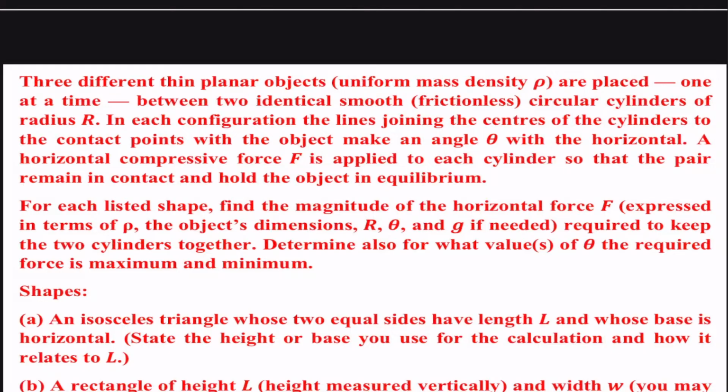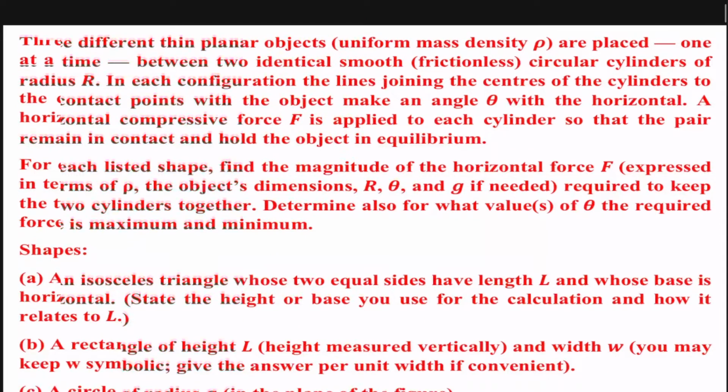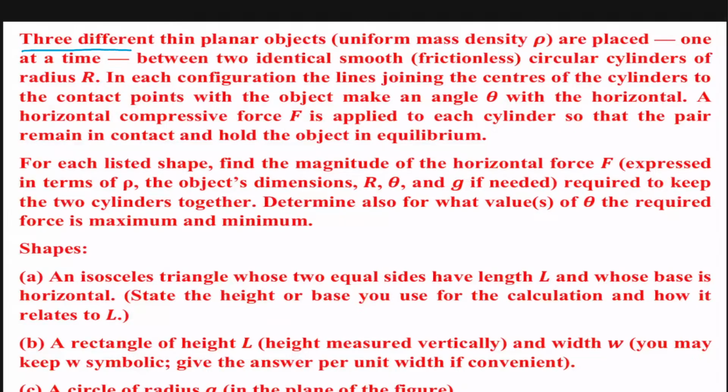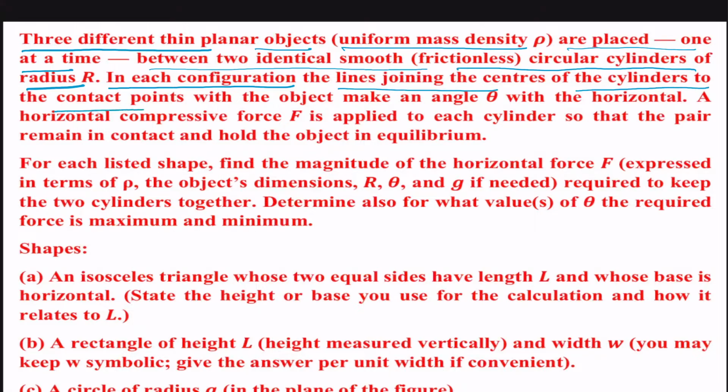So the first question, it is given that 3 different thin planar objects of uniform mass density rho are placed one at a time between 2 identical smooth frictionless circular cylinders of radius r. In each configuration, the line joining the centers of the cylinders to the contact points with the object makes an angle of theta with the horizontal.